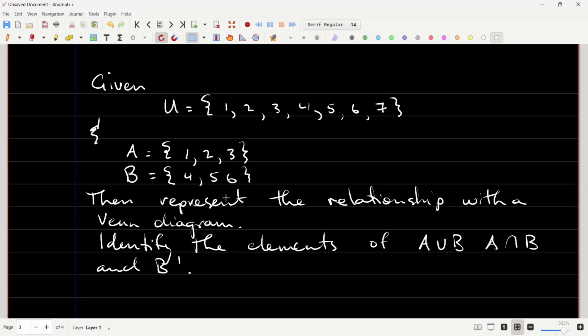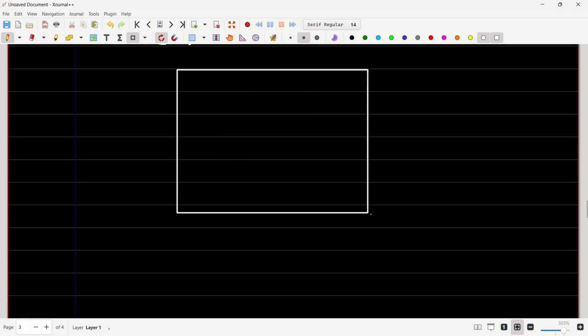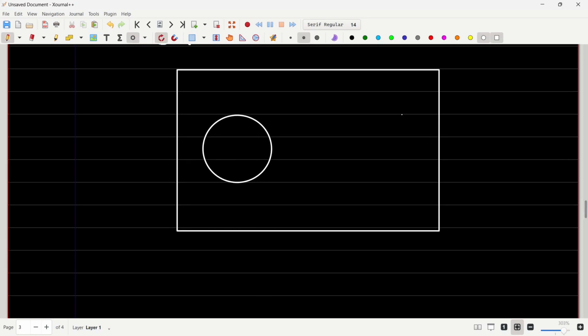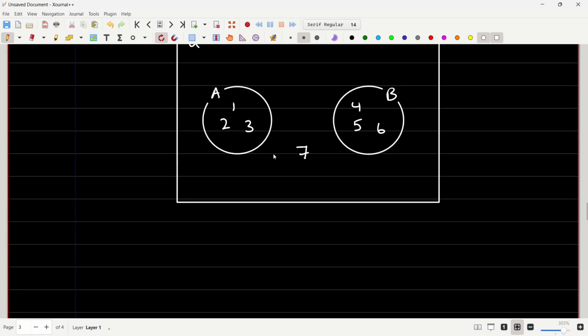Let's solve the following problem. We'll move a little faster now. Draw the universal set, two disjoint sets that don't touch because they have nothing in common, and then we'll put the elements in. Next, we're required to find A union B, A intersect B, and B complement.